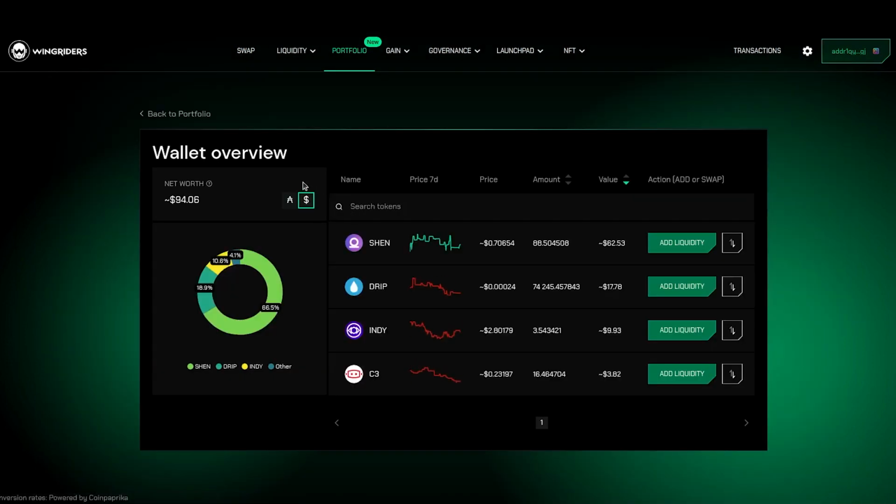On this page, you can see the total value of tokens in your wallet and a pie chart representing the value distribution of tokens in your wallet. The table on the right shows detailed information about each token in your wallet, including the price development in the last 7 days, token price, amount of tokens you have in your wallet, and their total value. For each token, you can either add liquidity or swap.